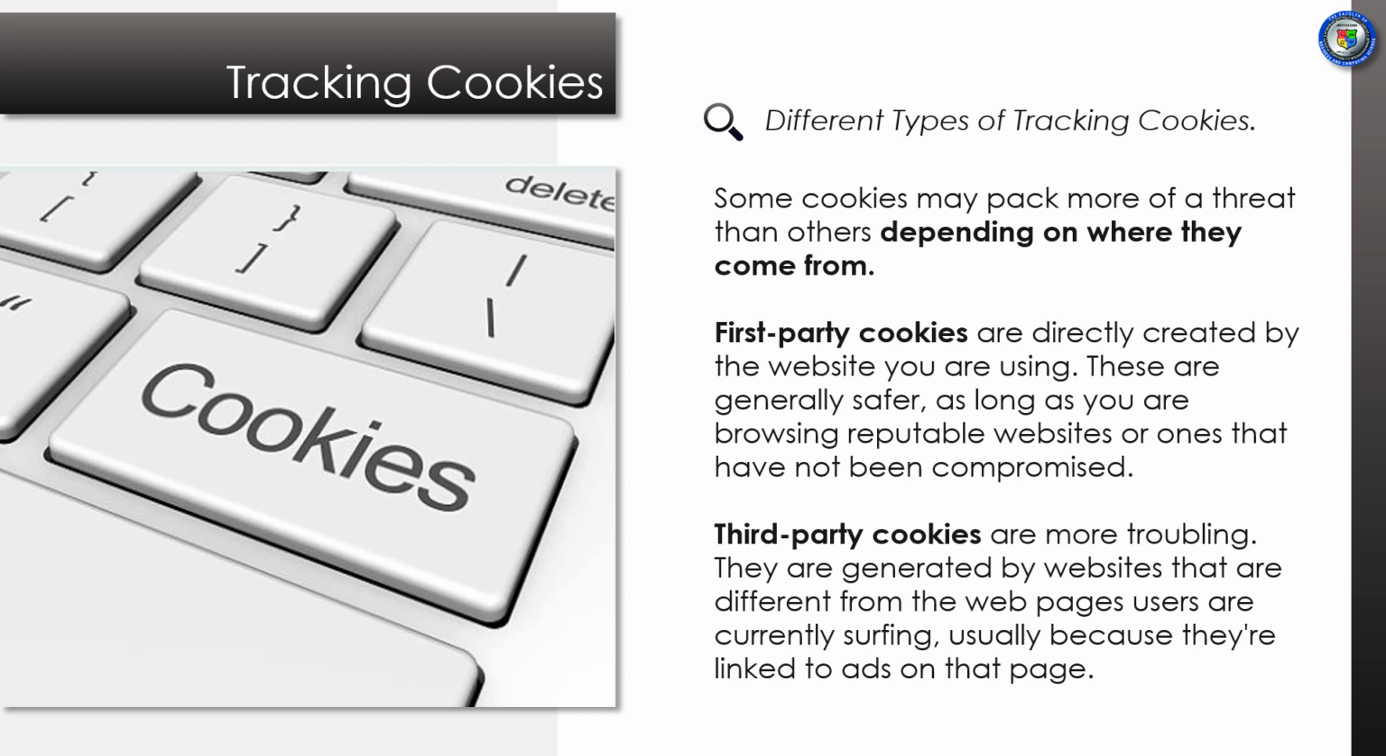There are a number of different types of tracking cookies. Some of these cookies may pack more of a threat than others, depending on where they came from. First-party cookies are directly created by the website you're using. These are generally safer as long as you're browsing reputable websites or ones that have not been compromised. Third-party cookies, however, are more troubling. They are generated by websites that are different from the web pages users are currently surfing, usually because they're linked to ads in that page.